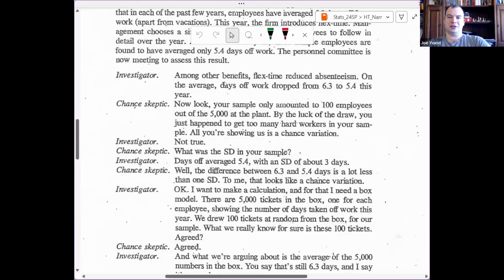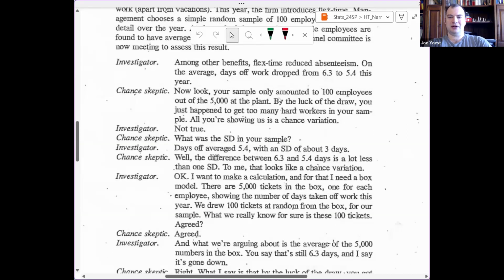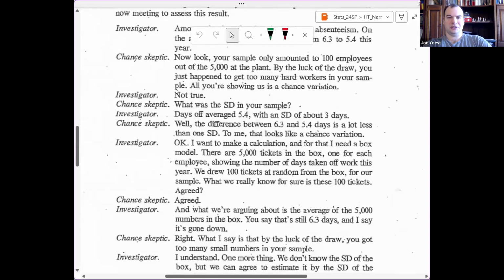So the investigator says, among other benefits, flex time reduced absenteeism. On the average, days off work dropped from 6.3 to 5.4 this year. The chance skeptic says, now look, your sample only amounted to 100 employees out of 5,000 at the plant. By the luck of the draw, you just happen to get too many hard workers in your sample. All you're showing us is chance variation. Basically, all you're showing us is sampling error. The investigator says not true.